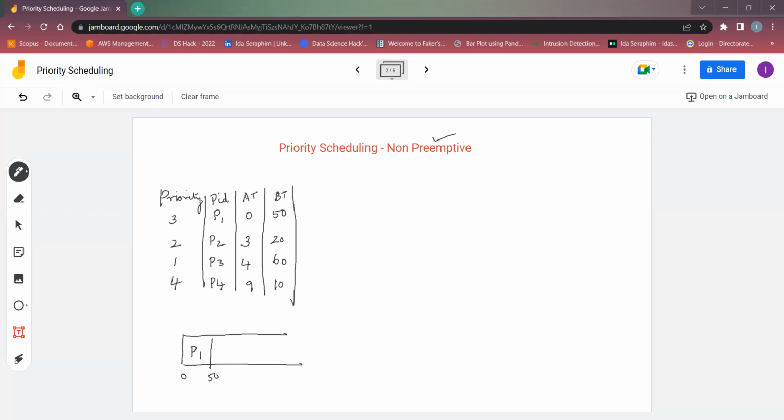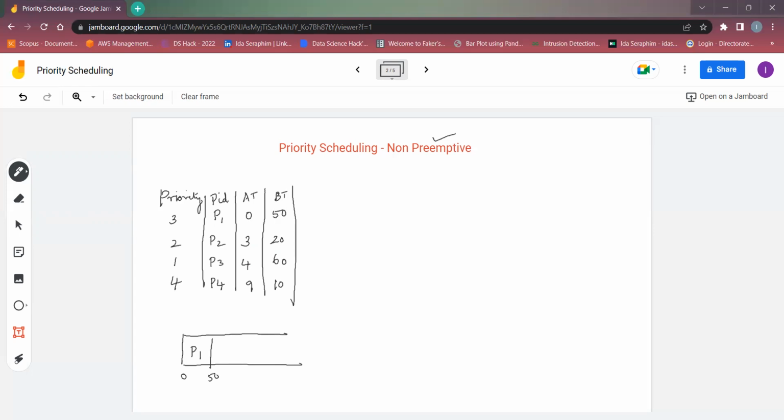Okay, so all the processes are waiting in the queue for the CPU. Now the CPU will come and see which has the highest priority. As you know, the smaller the value, the higher the priority. P1 is already over. We have three more processes in the queue, and we have to decide which one to execute first.